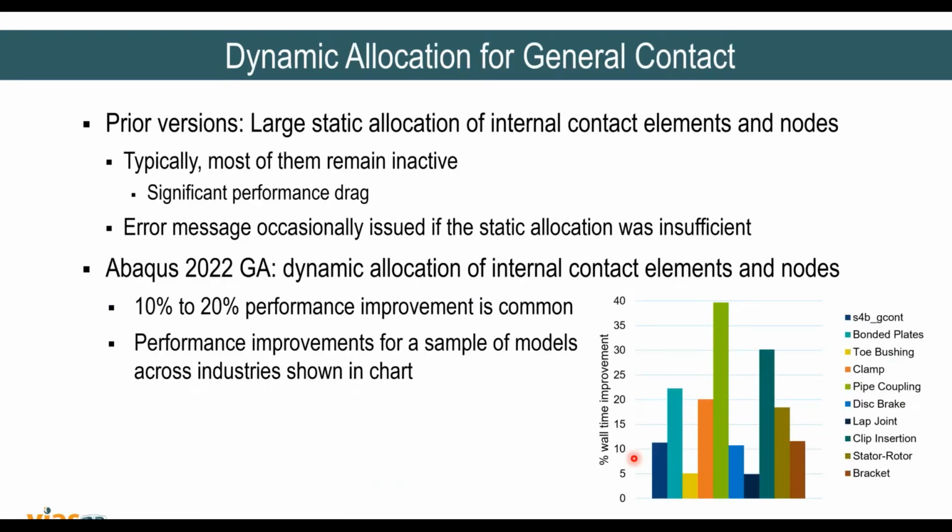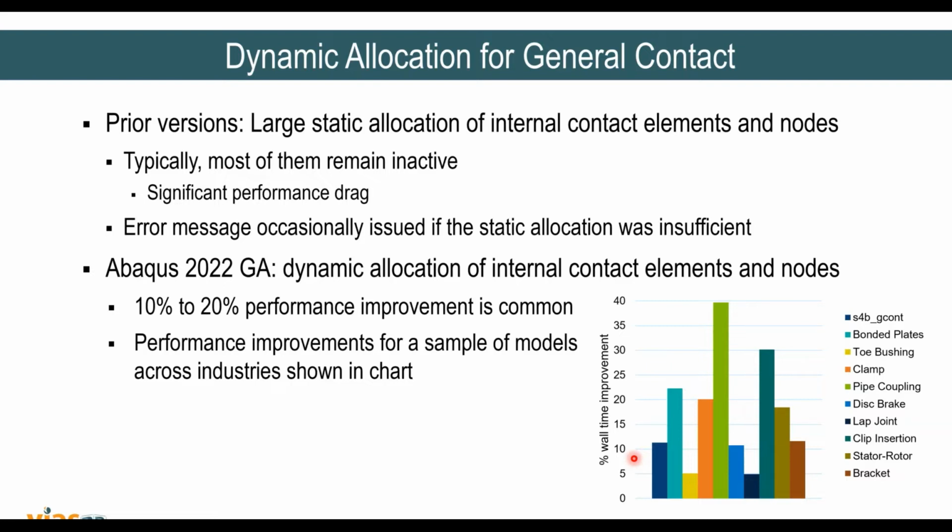So this is something about contact, and we have also done a very nice enhancement for general contact by enabling dynamic allocation for general contact. General contact is there in Abaqus Standard and in Abaqus Explicit as well, but this is more on Abaqus Standard. In the previous version, there was a large static allocation of internal contact elements and nodes, and this happens at the beginning of the analysis.